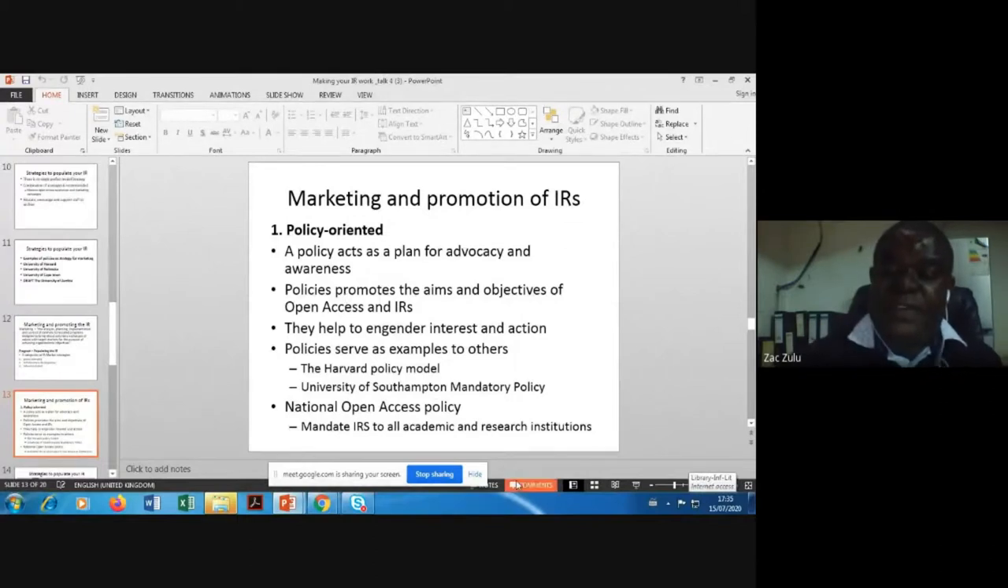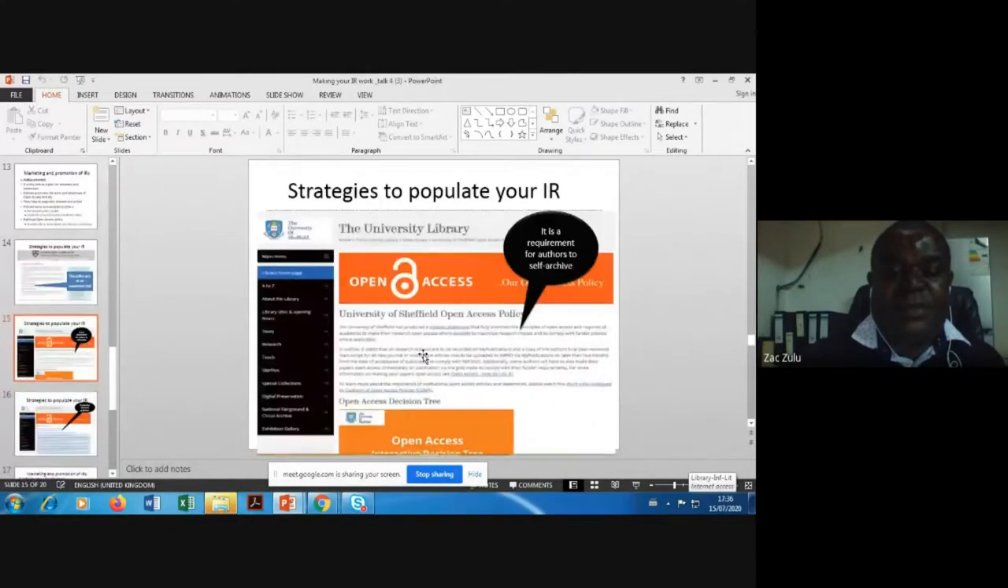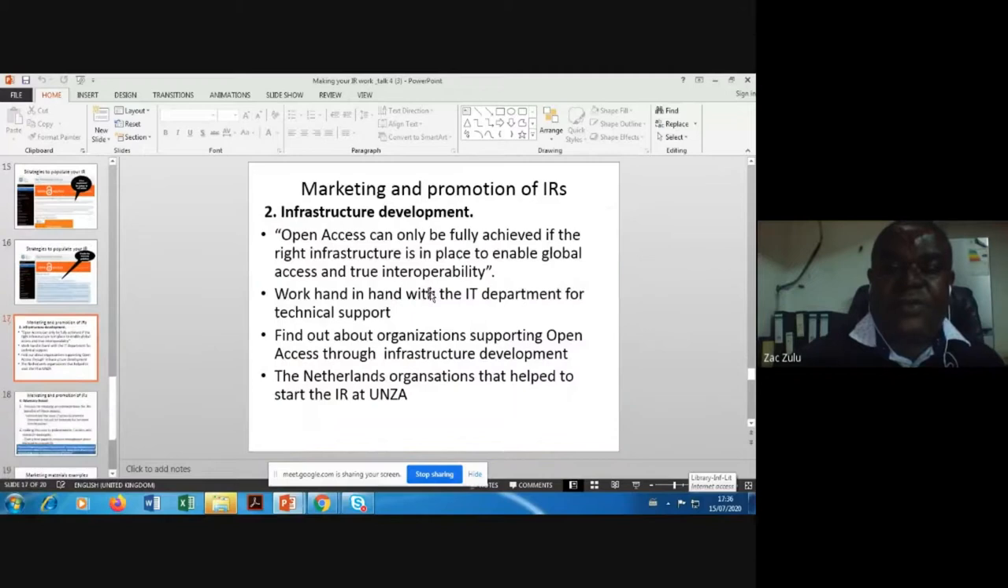For example, the AVIR policy model and the National Open Access model. If you can visit these universities, the University of Sheffield has a very good policy, because immediately you click on the website, it will even explain to you exactly what you're supposed to do.